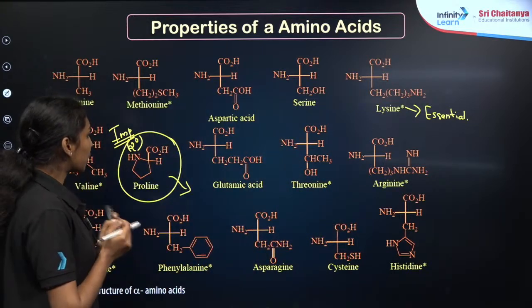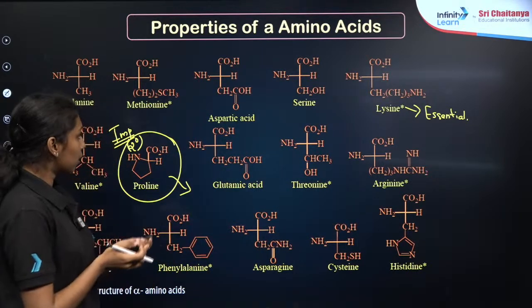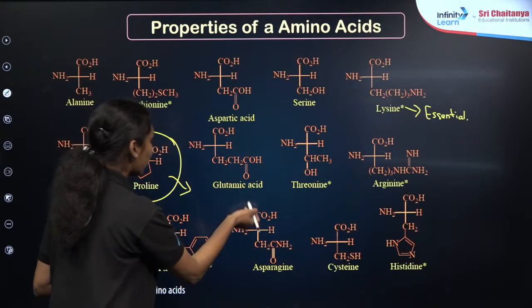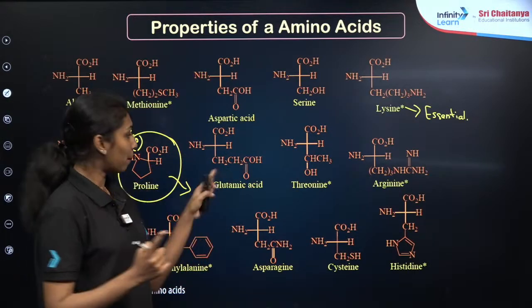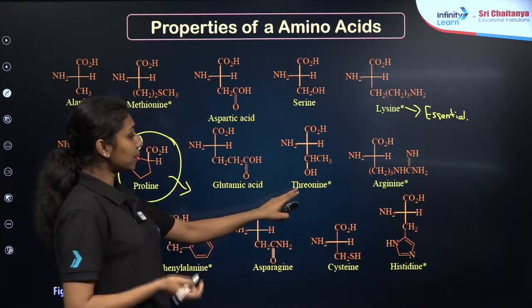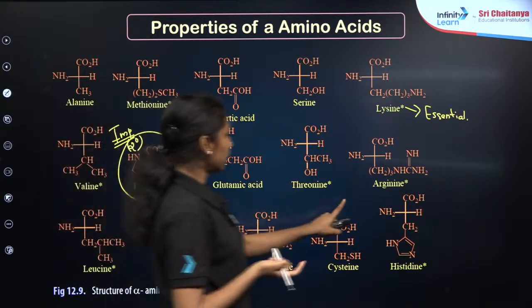Then the next one is glutamic acid. Don't confuse glutamine and glutamic acid. In the case of glutamic acid, there will be more COOH groups compared to NH2 groups, right? So this is glutamic acid. The next one, threonine, another essential amino acid.